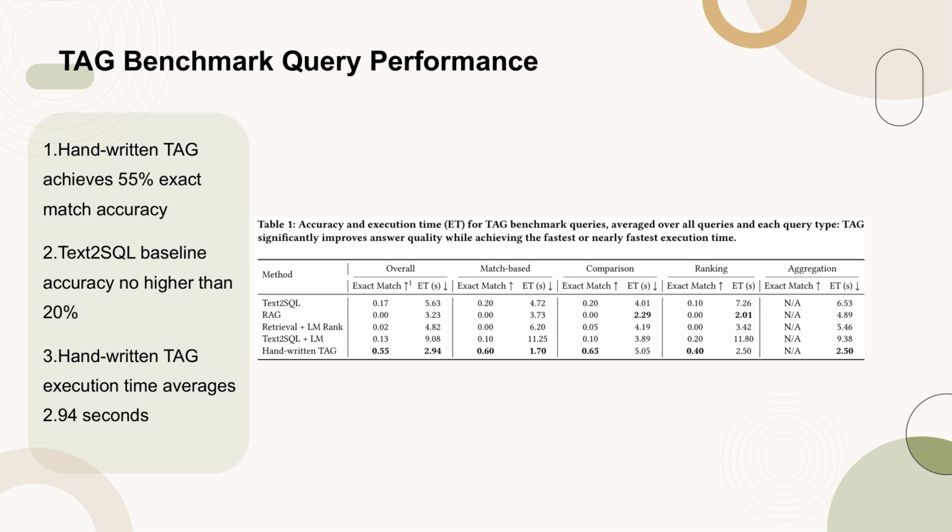Table 1 presents the accuracy and execution time for various methods on TAG benchmark queries. The handwritten TAG method significantly outperforms other baselines, achieving 55% exact match accuracy and an average execution time of 2.94 seconds. In contrast, the Text2SQL baseline struggles with accuracy, reaching no higher than 20%. This table highlights the efficiency and effectiveness of the handwritten TAG approach in improving answer quality and execution speed.